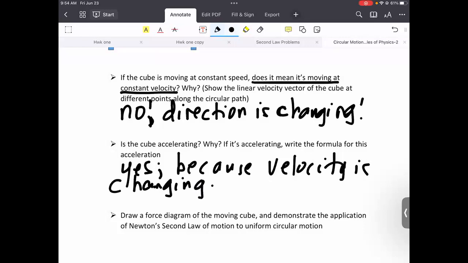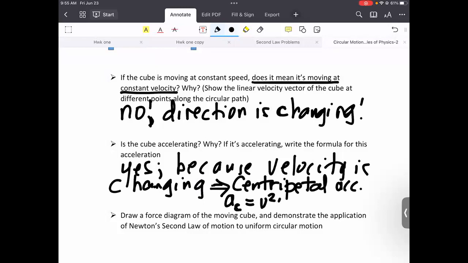And now this kind of acceleration is called centripetal acceleration, or center-seeking acceleration. In terms of formula, we can find the centripetal acceleration a sub c as v squared divided by the radius of curvature. We are not going to verify or prove anything here, but we just give it as it is. So that is the formula for centripetal acceleration.